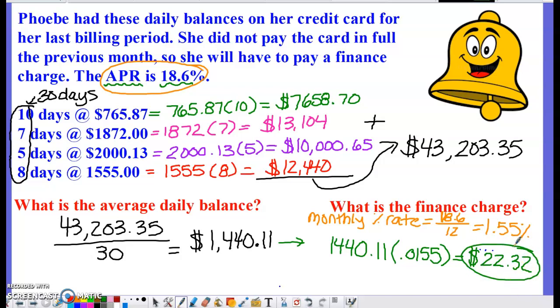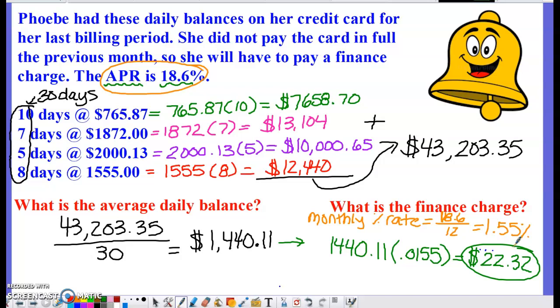On top of all of the money I still owe that I didn't pay off at the end of that billing period. So again, the big thing to remember here is pay off your credit cards at the end of each billing cycle. Otherwise, you'll be charged a finance charge.